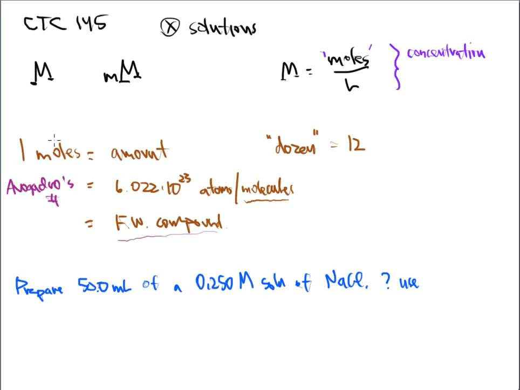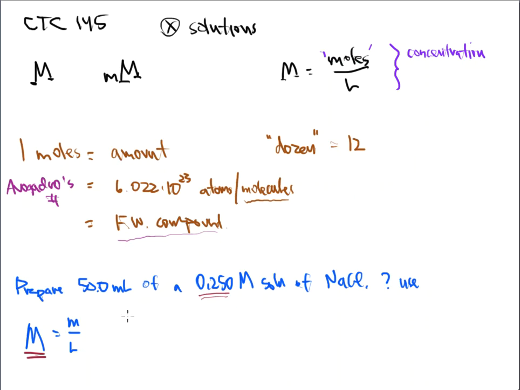All right, like I told you before, always start with the molarity formula. Molarity equals moles divided by liter. Well, the molarity I know, right? The molarity is given to me in the problem. It says molarity is 0.250. So that's good to go. That's going to be easy for us.